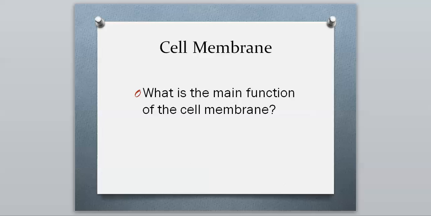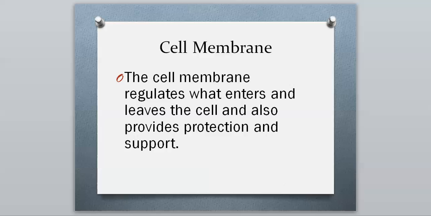So we're going to take a closer look at the cell membrane, and we ask ourselves, what is the main function of the cell membrane? The cell membrane regulates what enters and leaves a cell and also provides protection and support. So it controls all the different water, all the different molecules and everything that's going to come in and out of the cell, and it also is going to provide some support.